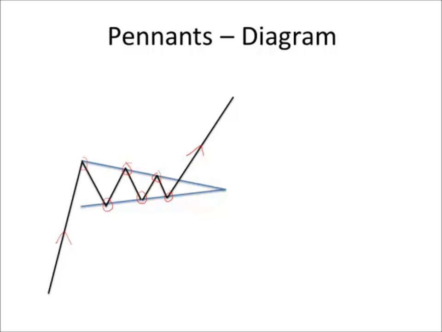And again, with the pennant diagram, we can have it going the other way. So we could, for example, have a downtrend here coming this way, followed by this pattern made, and a downtrend going that way. So there's no reason a pennant can't be going downwards.